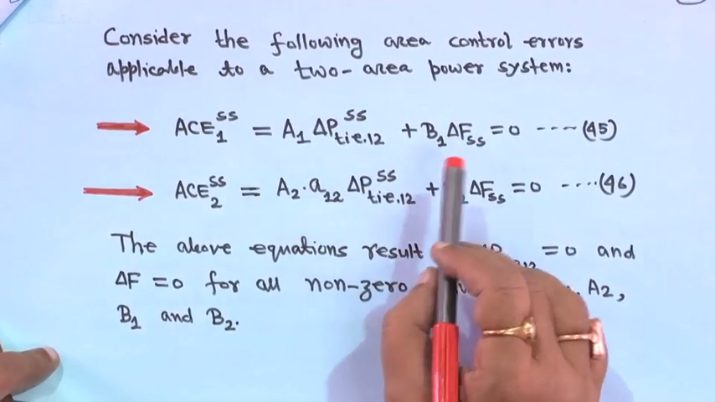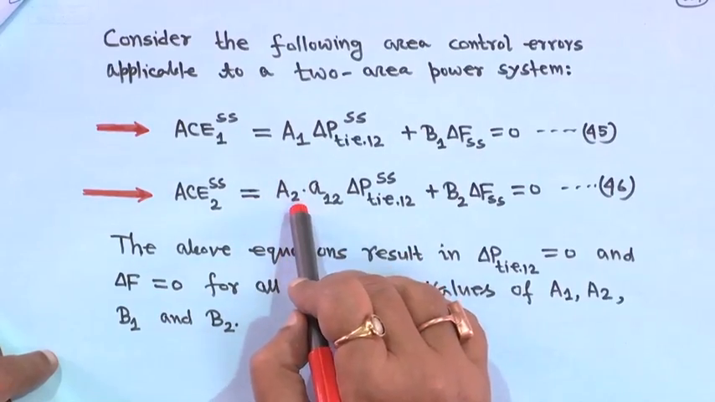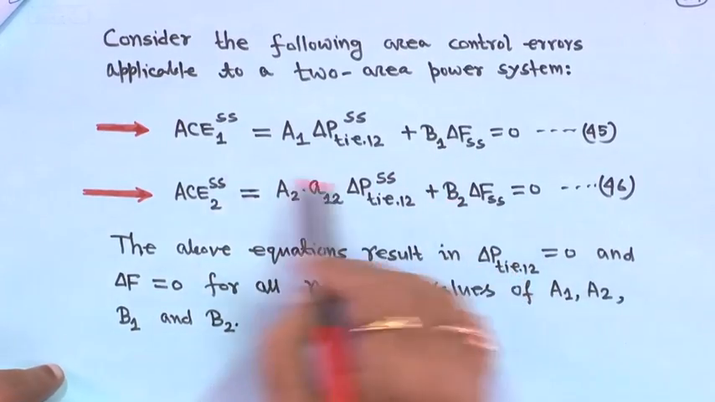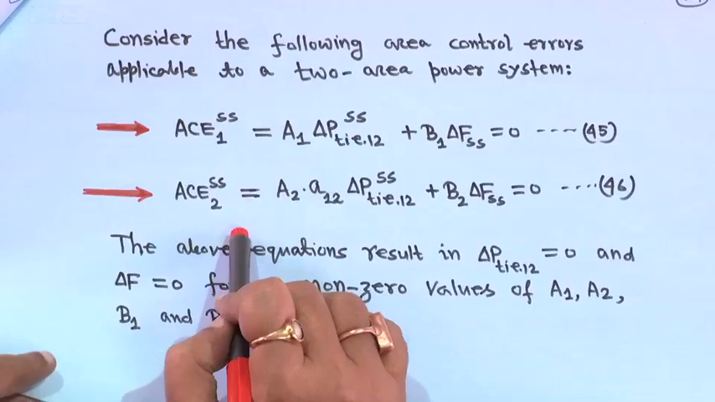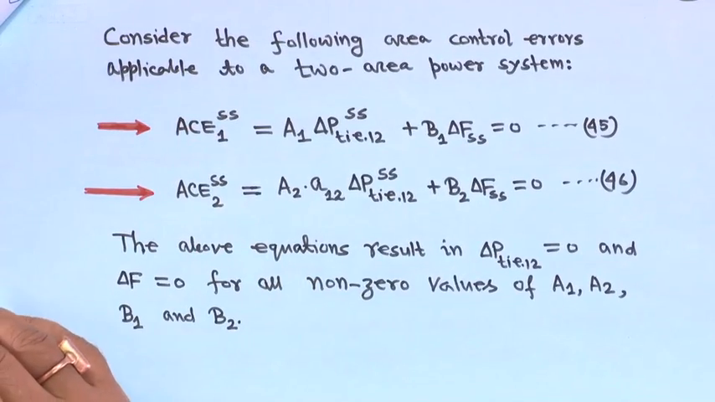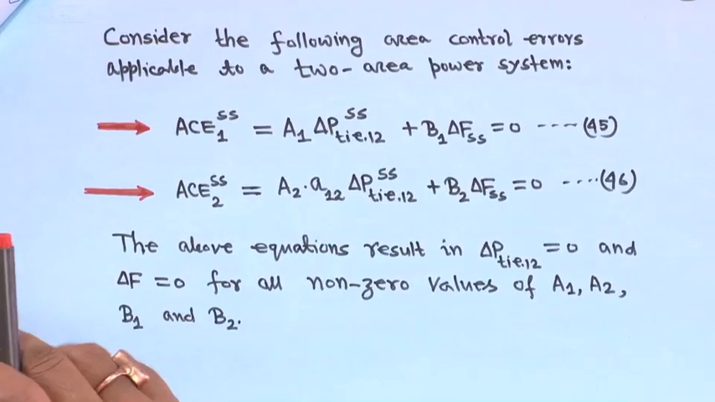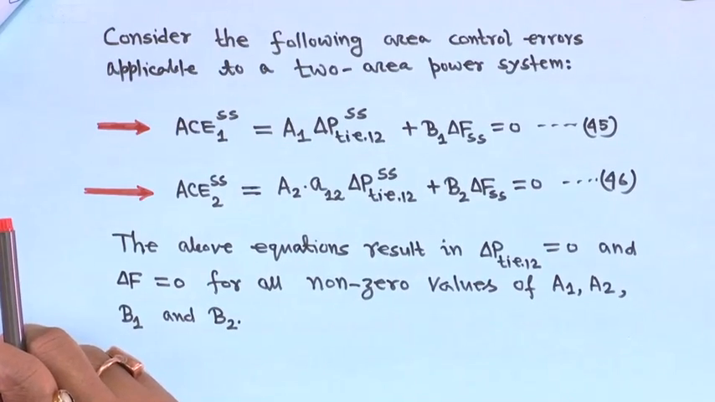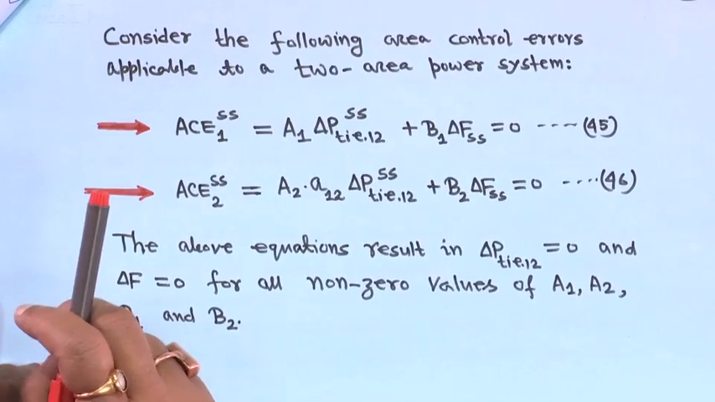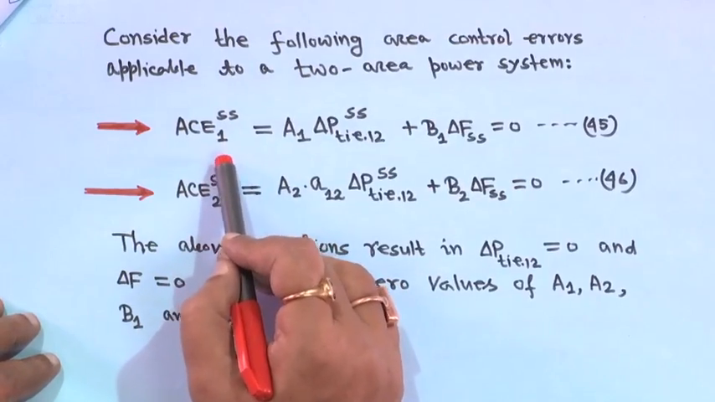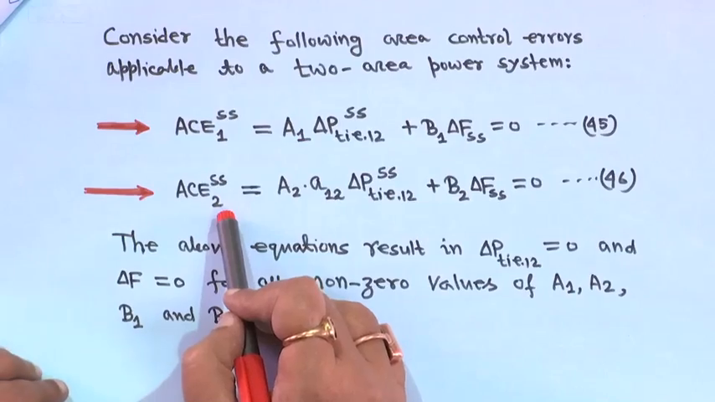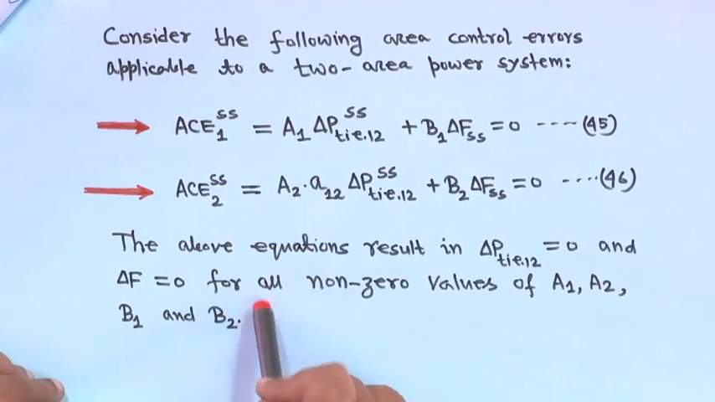If you choose some values of A1, A2 and B1, B2, and you feed them in, that is, area control error ACE1 you can take as A1 delta P tie 1-2 plus B1 delta F, and similarly ACE2 as A2 a12 delta P tie 1-2 plus B2 delta F, then you will find the steady state values of ACE1 and ACE2 both will be 0. The integral control will ensure that.